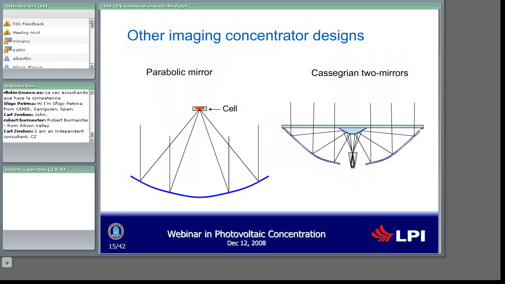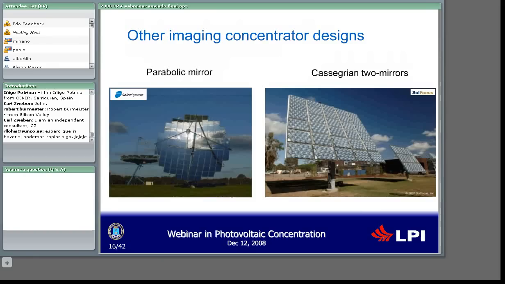There are other examples of imaging concentrator designs. For instance, the parabolic mirror shown on the left, or a two-mirror Cassegrain as the ones shown on the right. There are also other examples of companies using this kind of optics. For instance, on the left we see the system of Solar Systems, which has a big parabolic dish illuminating an array of cells at the focus, or the two-mirror Cassegrain of Cell Focus shown on the right.